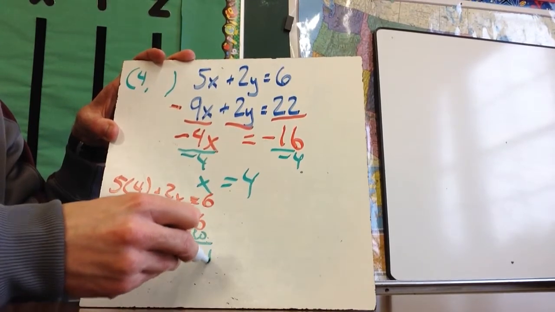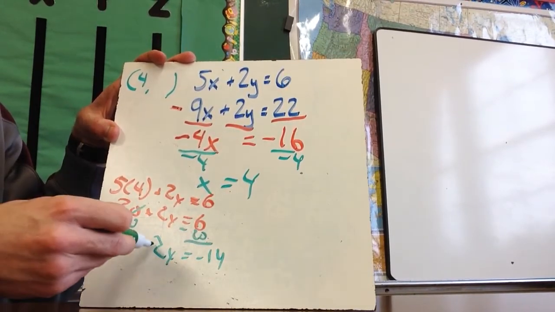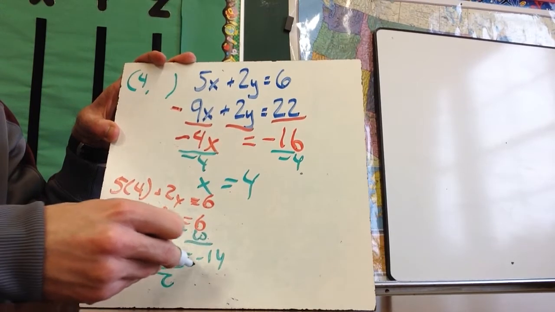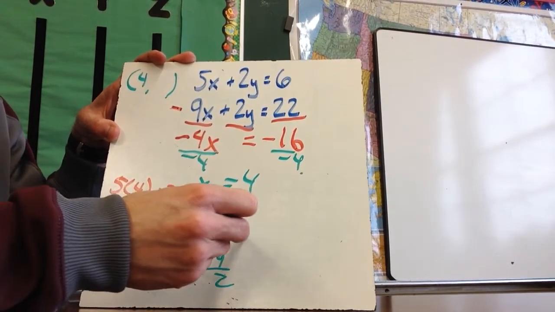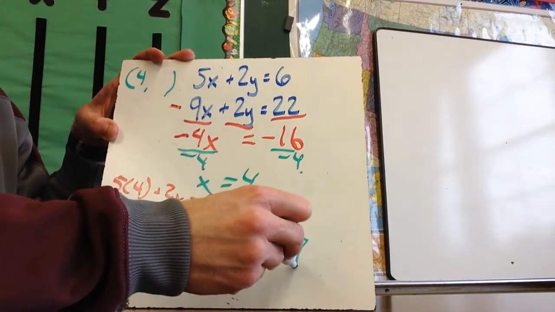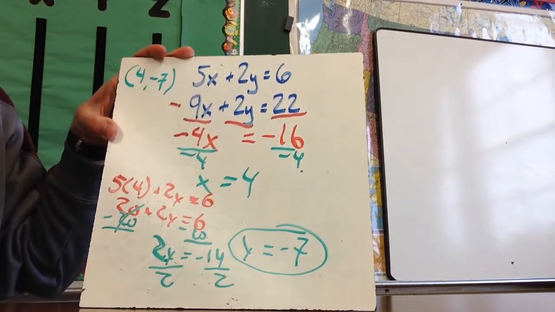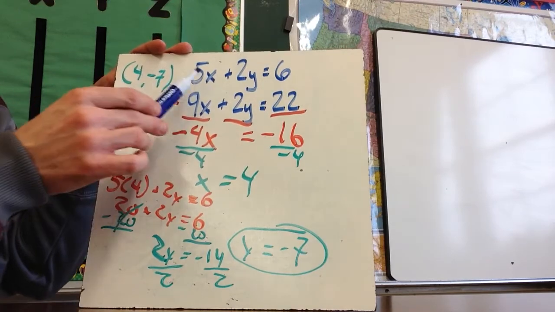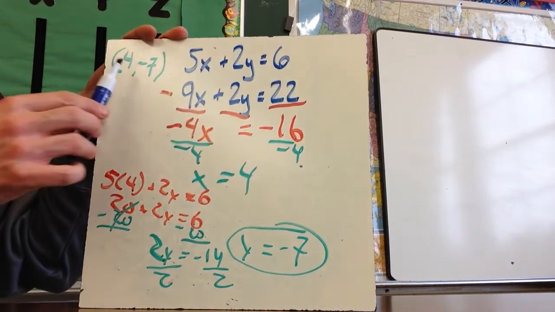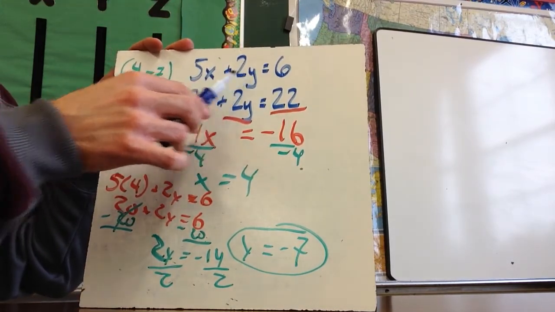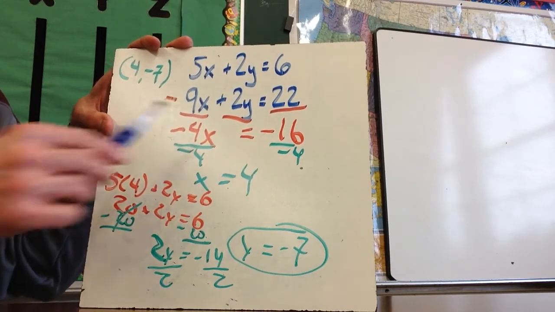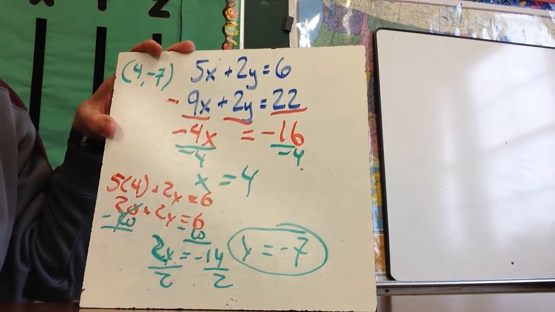2y equals negative 14. And then I'm going to divide by 2. And y equals negative 7. There's my y value. Now again, I can take these numbers, substitute them in here, and make sure my answer is true. So 4 goes here, and negative 7 goes here, and I have to make sure that that's true. And then 4 goes here, negative 7 goes there, and I make sure that's true.